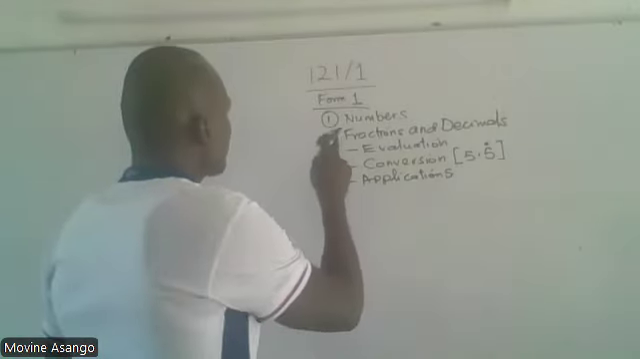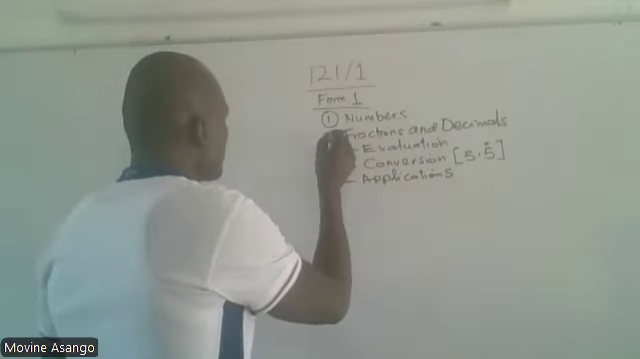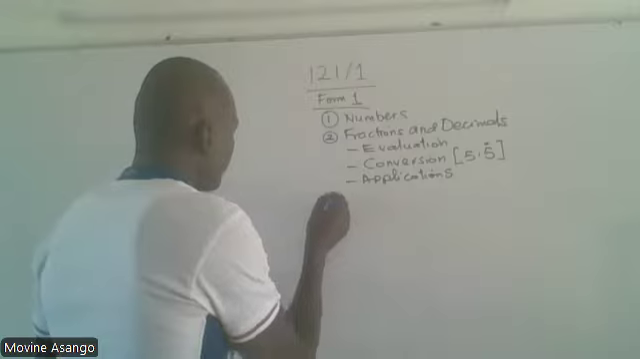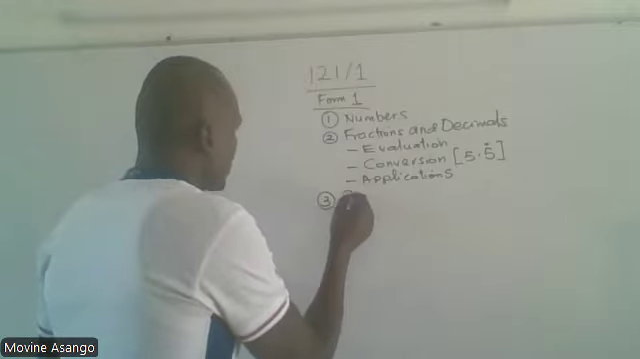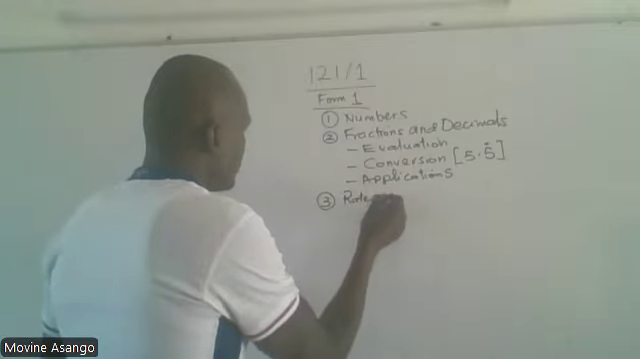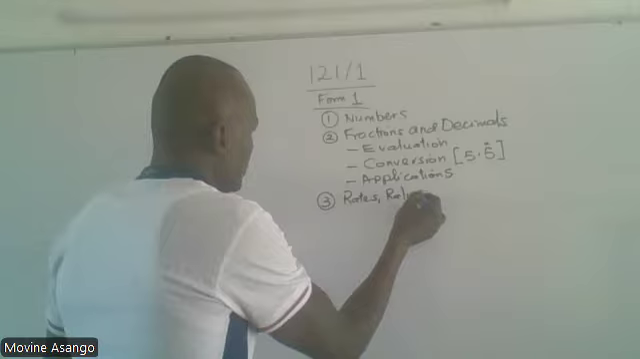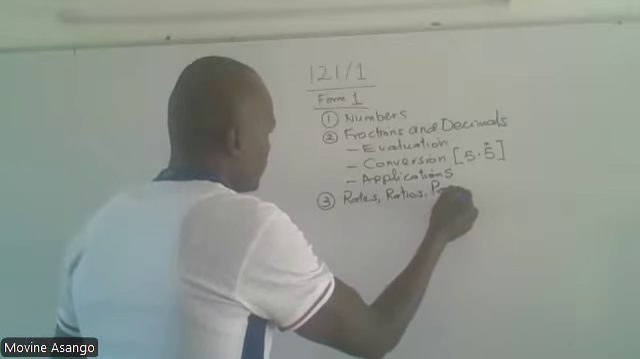This is Numbers, number 1. This is Fractions and Decimals, number 2. Number 3, we talk about rates, ratios, and proportions.